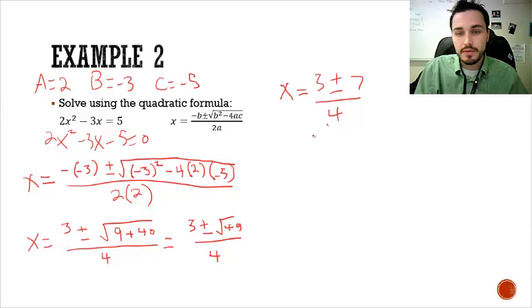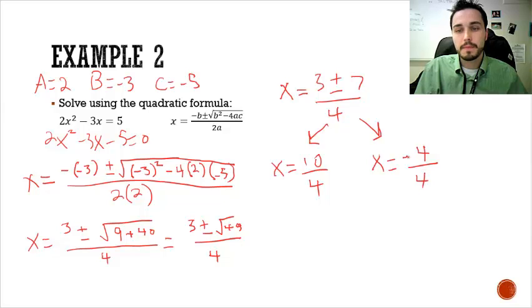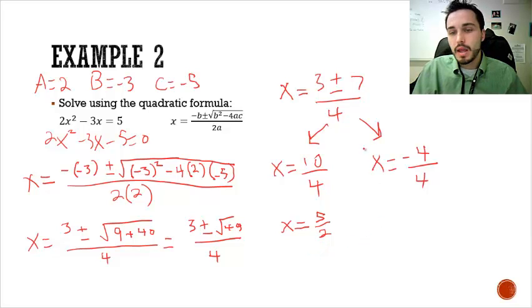So here, I'm going to split this off into 2 things. Once where I add the 7, and once where I subtract the 7. 3 plus 7 is 10. 3 minus 7 is negative 4. Notice I still have the denominator down there. Now 10 over 4, that can't divide perfectly, but it can simplify down to 2.5 or 5 over 2, whichever one you want to say, doesn't really matter. And then on the right side here, negative 4 over 4 is just negative 1. So those are my 2 solutions.